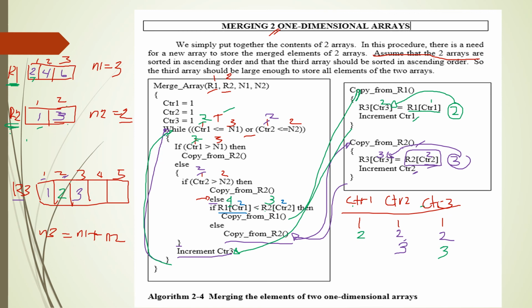So, balik lang siya. Increment counter 3. So, that will be 4. And then, go back to while loop. Okay. Hindi malito. Burahin ko uli.